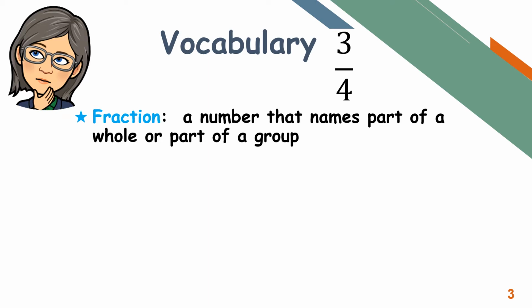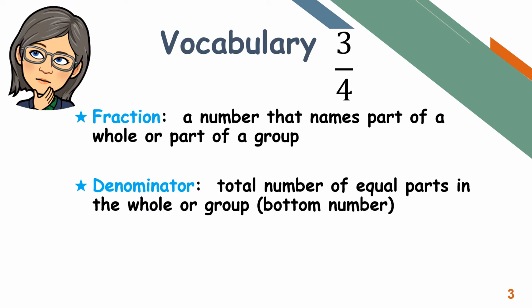The denominator of a fraction tells us the total number of equal parts in the whole object, or in a group of objects. It is the number on the bottom of a fraction. The denominator in 3/4 is 4 and tells us that 3/4 has 4 total parts. The way I remember which number is the denominator is to say denominator down, because it is found down on the bottom of the fraction.